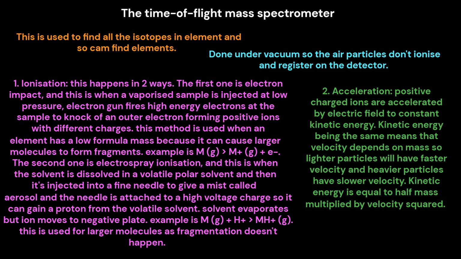2. Acceleration. Positive charged ions are accelerated by an electric field to constant kinetic energy. Kinetic energy being the same means that velocity depends on mass, so lighter particles will have faster velocity and heavier particles have slower velocity. Kinetic energy is equal to half mass multiplied by velocity squared.